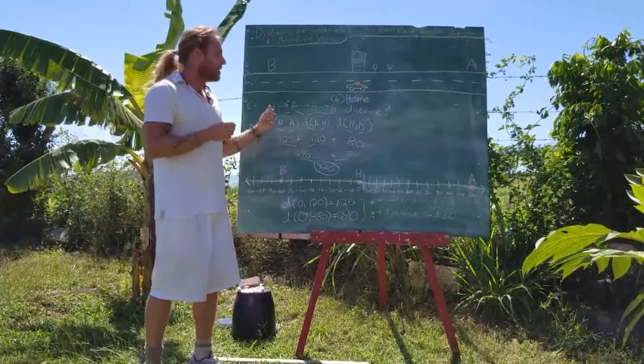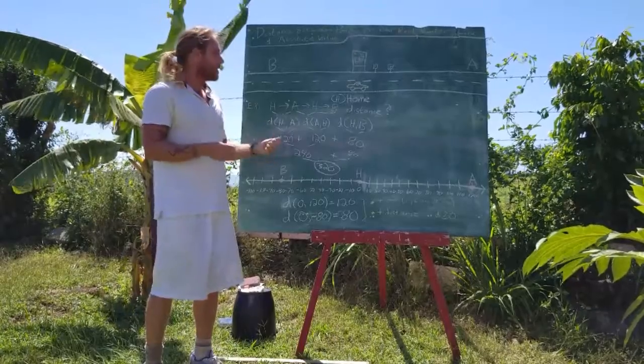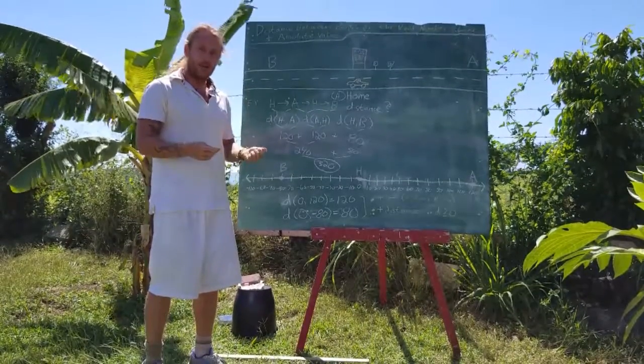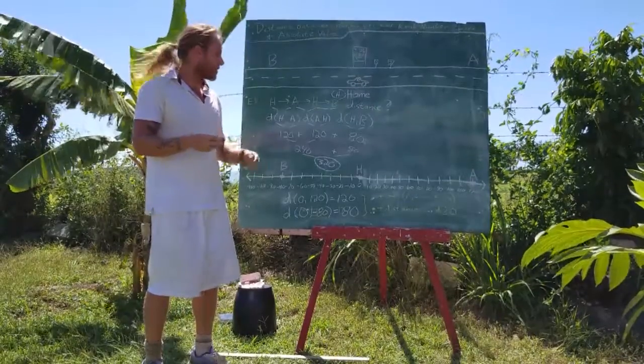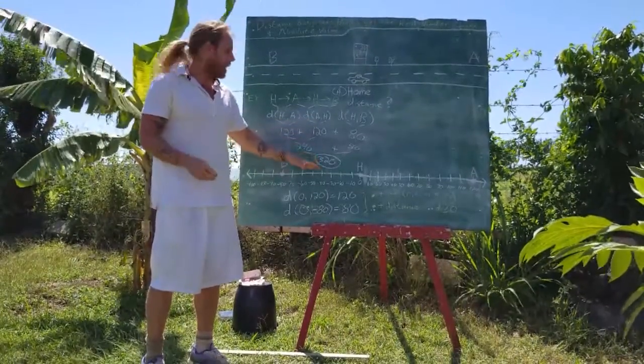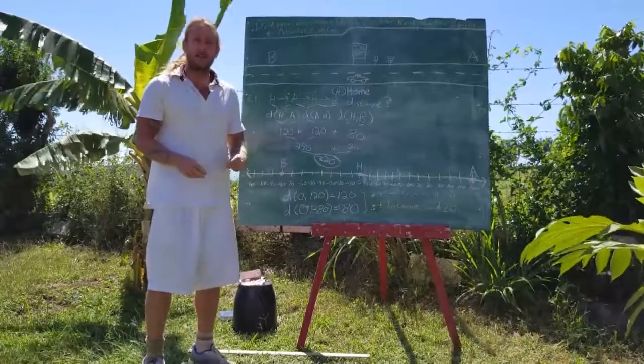So again, to restate the obvious, distance is always greater than or equal to 0. Or in other words, distance is always positive, even on the real number line when we're moving in the negative direction.